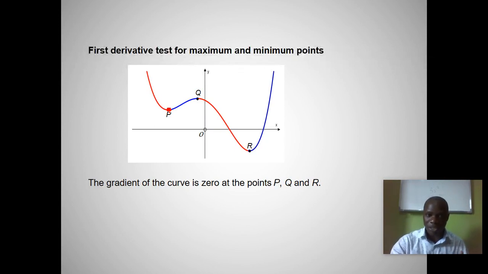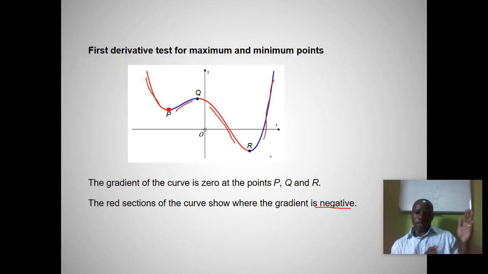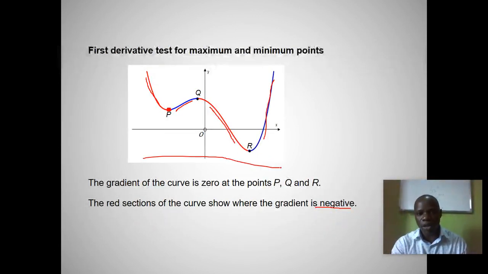We know the gradient is 0 at each turning point, but how was the behavior before and after the turning point? So the red sections of the curve show where the gradient is negative. Yes, the gradient is negative as you slide down. But the gradient will be positive as you go up. Remember, from left to right is what we are looking at. So we are going this way. We are walking, going this direction. So here we are sliding, then here we are climbing, here we are sliding, and here again we are climbing.